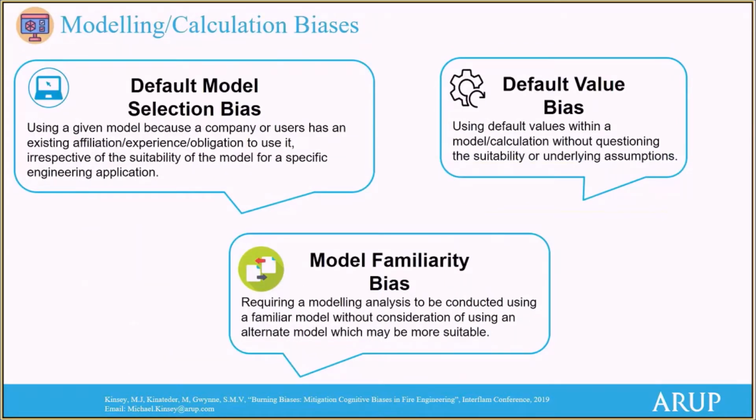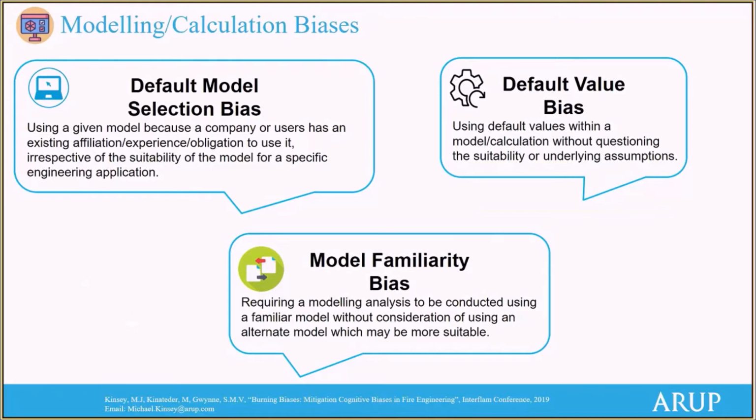If we look at modeling and calculation biases, so using computational modeling like CFD modeling, evacuation modeling, structural modeling, quite often people will be trained up in probably one model, and then they'll choose to use that model all the time. So this is a default model selection bias because they're familiar with it. Maybe a company has an affiliation or experience or obligation to use a certain model. That's the model they will always use.